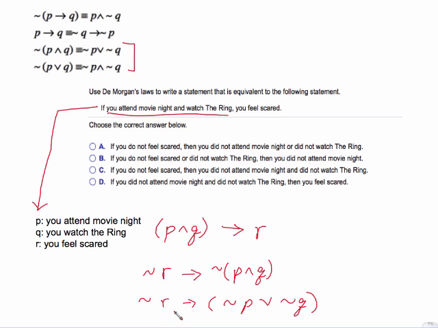So in words, this not R is if you do not feel scared. If you do not feel scared, then you didn't attend movie night, or you didn't watch The Ring. Because of these parentheses, we know we're going to need a statement that's got the comma, but the comma has to occur after the not R. It's going to have to be one of these two things. Then you did not attend movie night, or you did not watch The Ring. We're talking about an or. That's it right here. This is similar, but it says and did not watch The Ring. So we're looking at this right here.